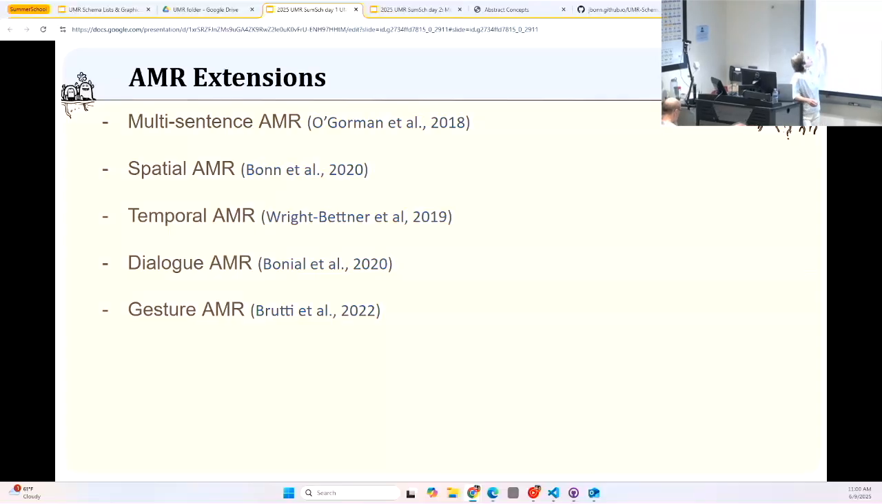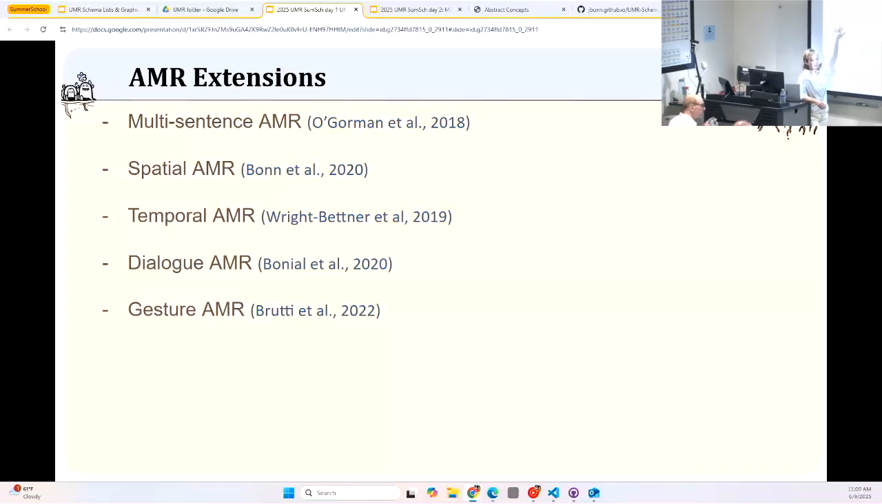So multi-sentence AMR, really important, because UMR uses a lot of the schema from multi-sentence AMR. So multi-sentence AMR did co-reference annotations between entities and events and bridging relations like part-whole relationships, set member relationships. Yes, it was the first time that we did whole documents.